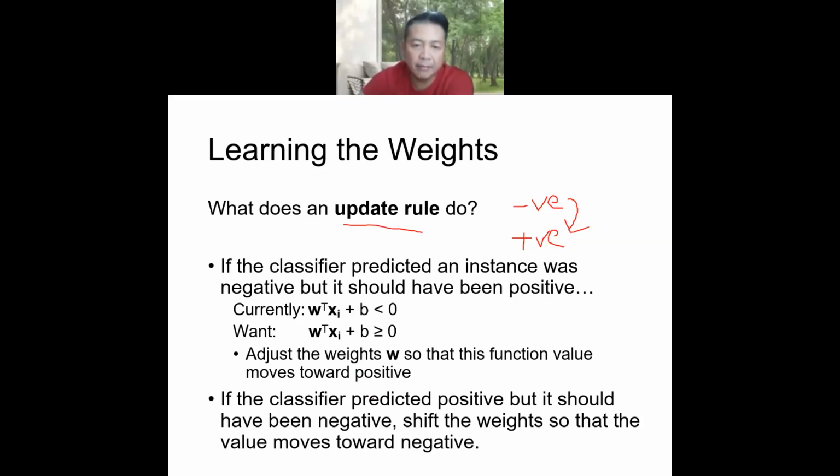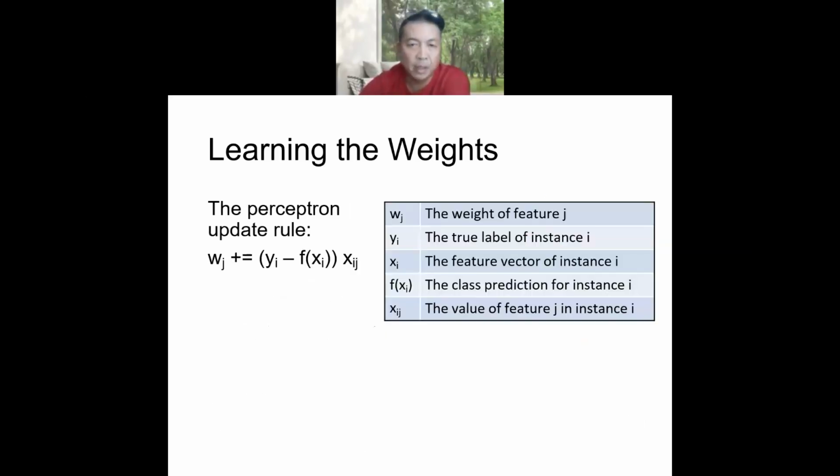On the other hand, if the classifier predicted positive, but it should have been negative. So if we predict them to be positive, the actual one is negative. So we have to move from positive to negative to match the prediction. So how do we do this? How do we convert them? So we have this formula.